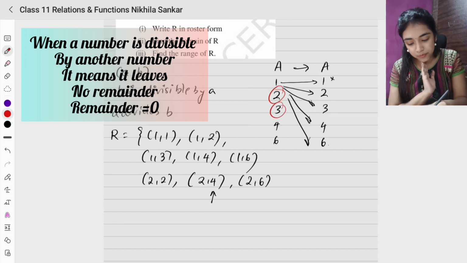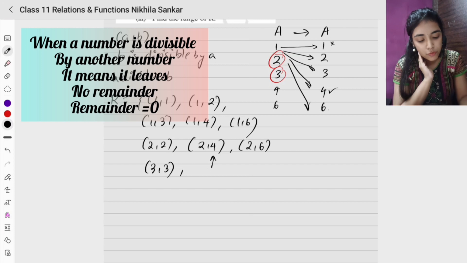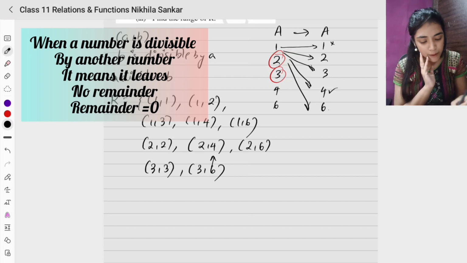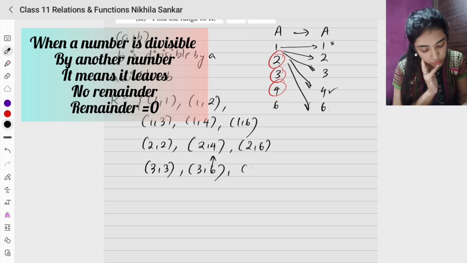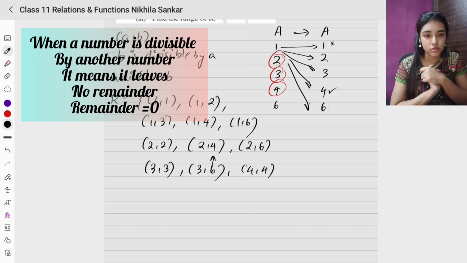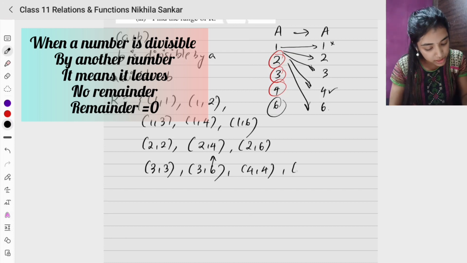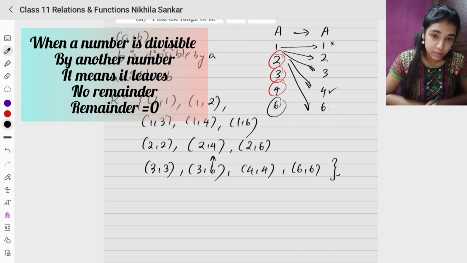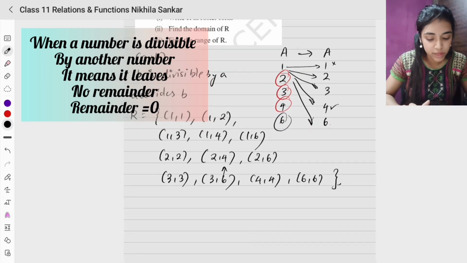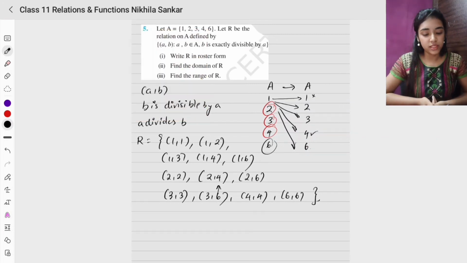Now we are talking about 3. So (3, 1), (3, 2) is not possible. We are talking about (3, 3), which is possible. Then (3, 4) is also not possible. Then we have (3, 6). So 6 is divisible by 3. Okay? Now we are talking about 4. (4, 1), (4, 2), (4, 3), (4, 4). So (4, 4) is possible. (4, 6) is also not possible. When you're talking about 6, (6, 1), (6, 2), (6, 3), (6, 4), none of them are possible. (6, 6) is possible. 6 can be divisible by 6 itself. A number can be divisible by the same number itself. Okay, so this is my relation. Be very, very careful when you are understanding or interpreting English. English has to be very clear. Okay.